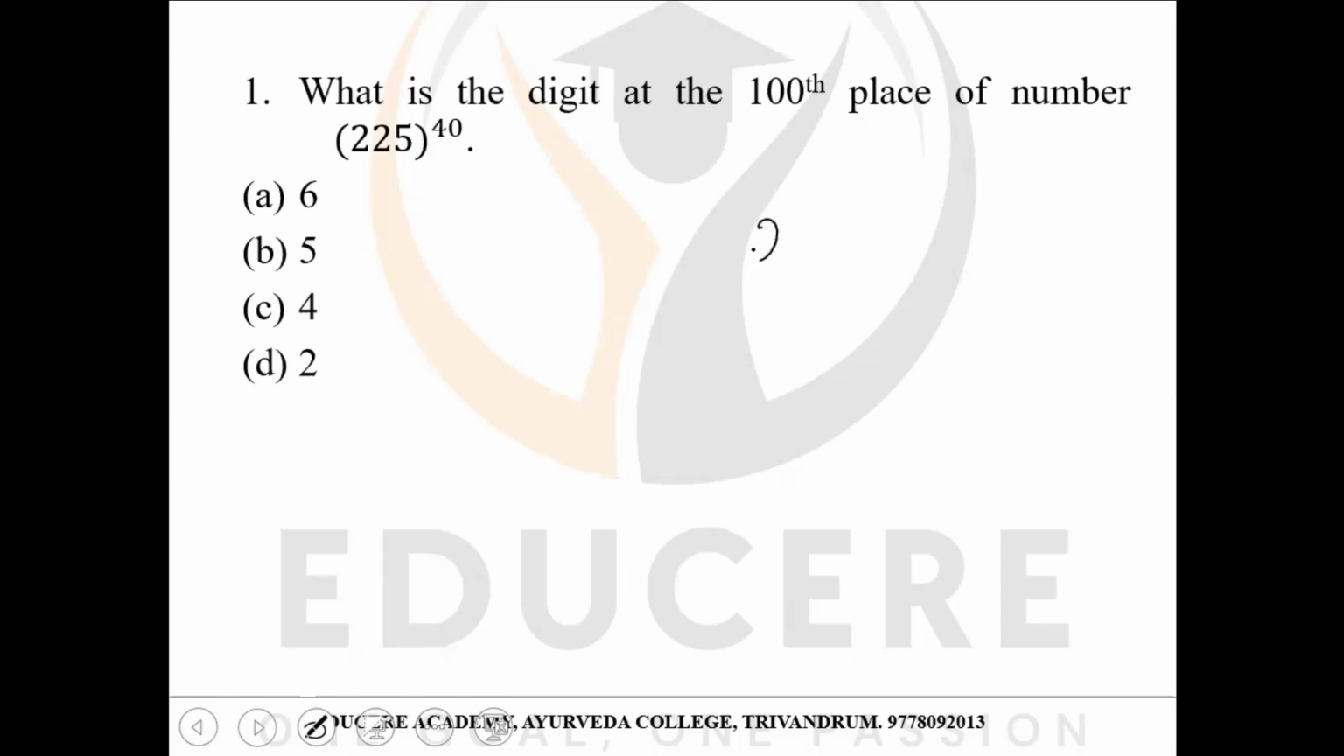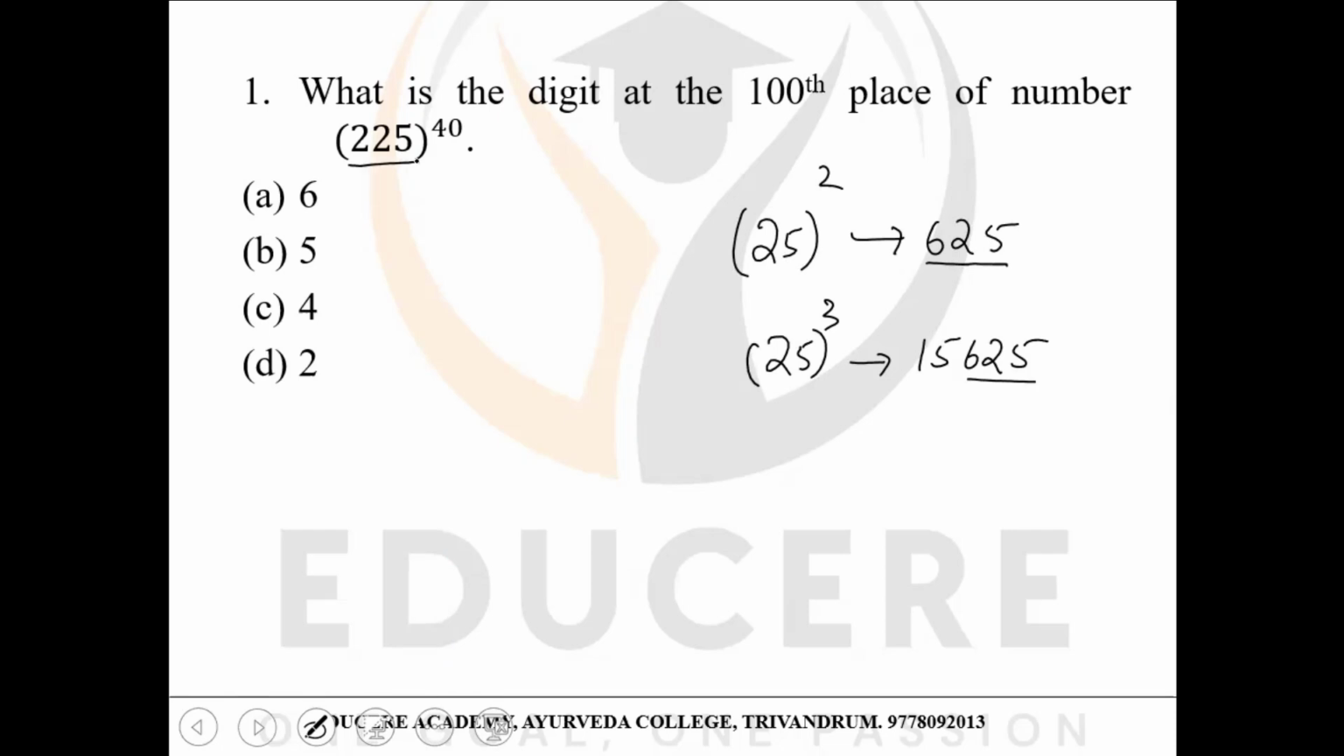For example, 25 squared is 625, and 25 cubed is 15625. So you can see that the last three digits are always 625. So for this question also, 225 raised to 40, some numbers are there, but the last three digits are 625. They have asked you to find the digit at the 100th place. So the digit at the 100th place is 6, so option A is the right answer.